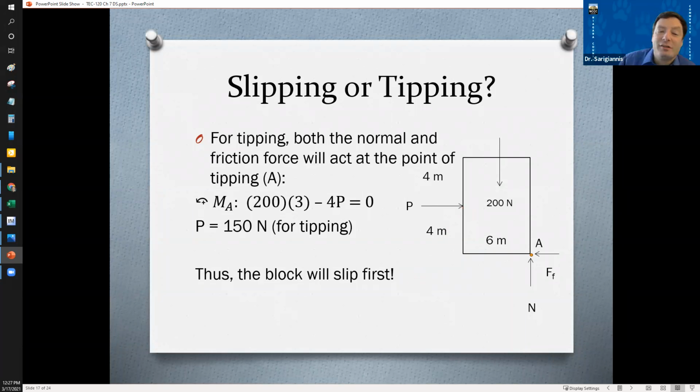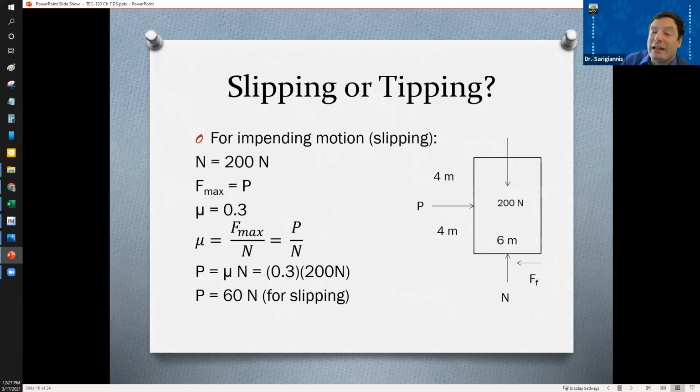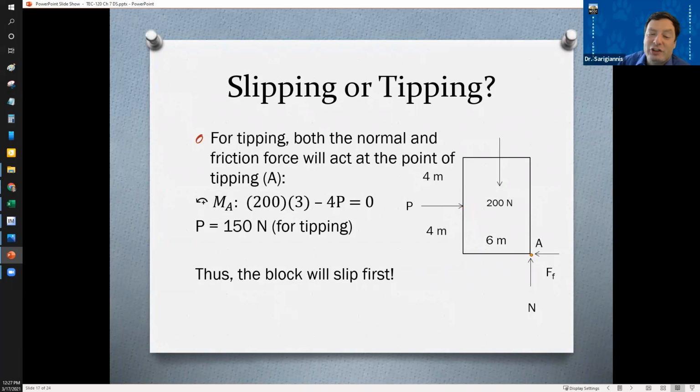Now, up here, we determined we need 60 newtons for this thing to start slipping. So what does this tell us? This tells us if I start pushing on the box and I start increasing my force, first 5 newtons, 10 newtons, 20 newtons, 30 newtons, I'm going to get to 60 newtons first. And then the block's going to start slipping. It's going to start moving along. So the slipping force gets seen first as you're increasing the forces. So this block is going to slip.